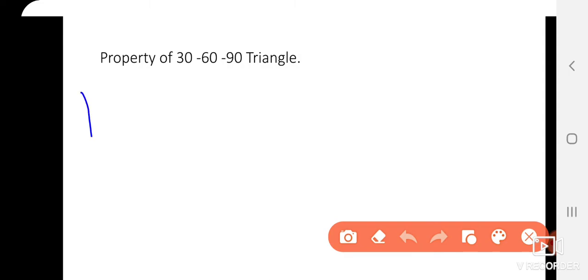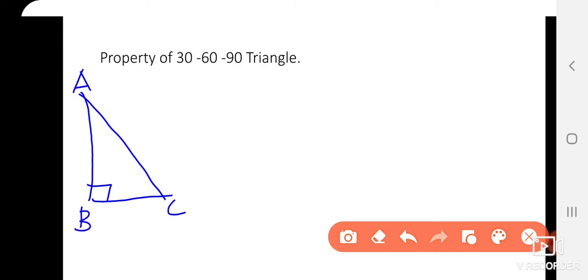So let us again assume here a right angle triangle, say A, B and C. B is 90 degree. If C is 60 degree and A is 30 degree. So if in a triangle, one of the angles is 30 degree, one is 90 degree and the remaining is 60 degree, then we say that it is a 30, 60, 90 triangle.